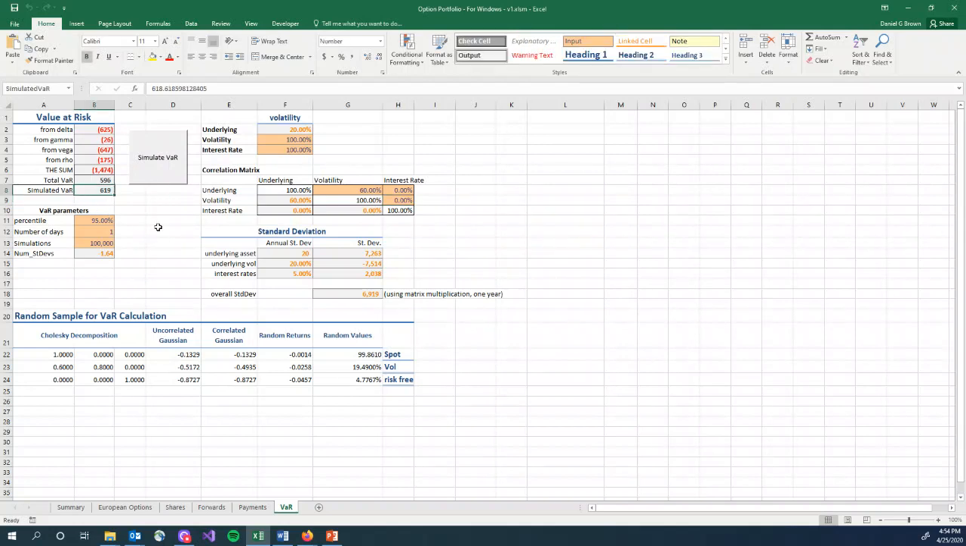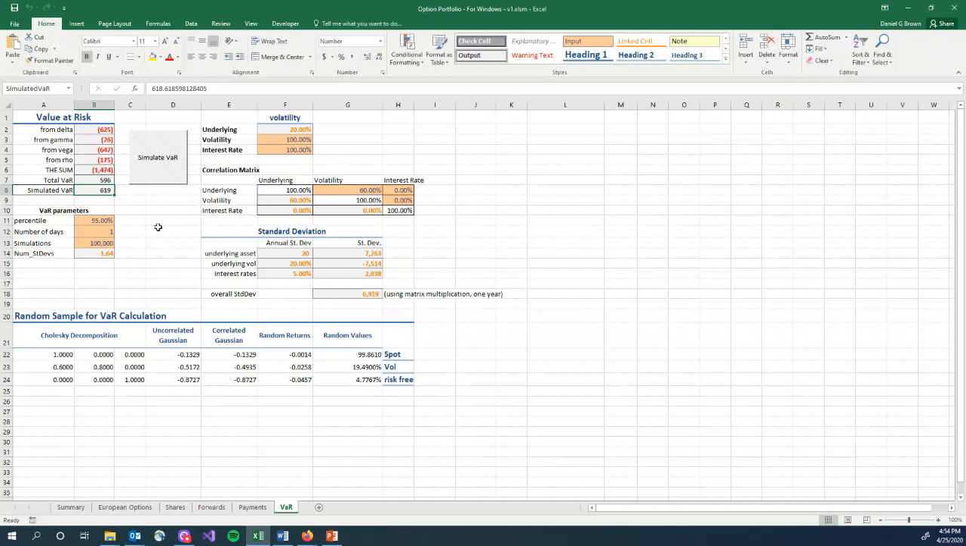So what this means is that 95% of the time, the P&L on our portfolio is bigger than negative $619, or 5% of the time we lose more than $619.